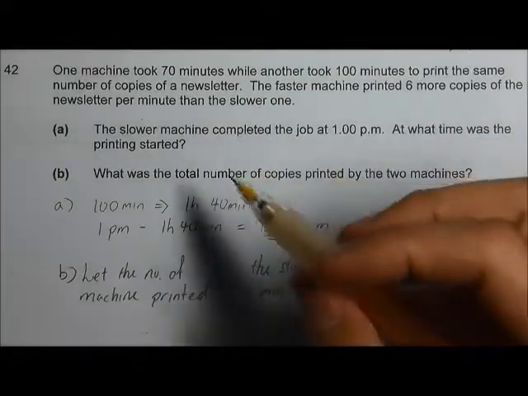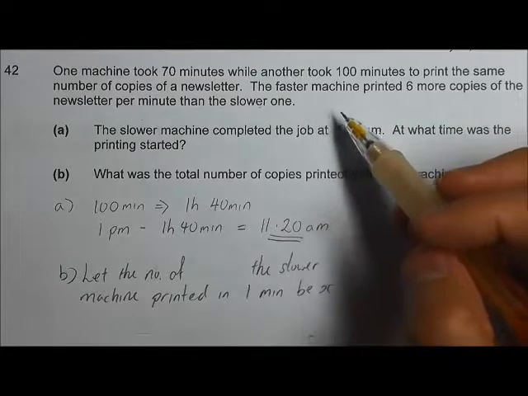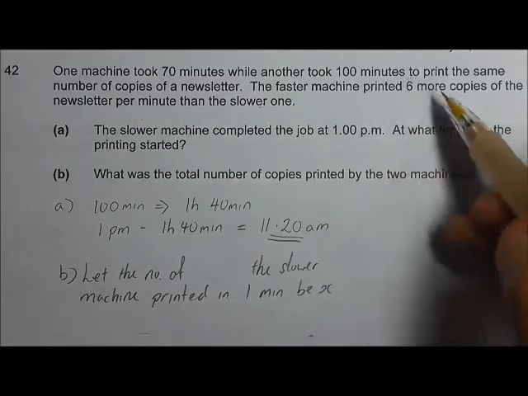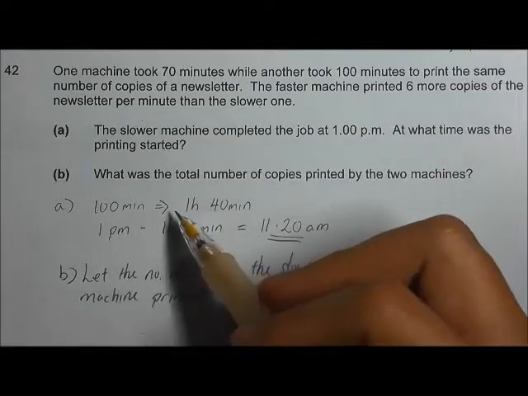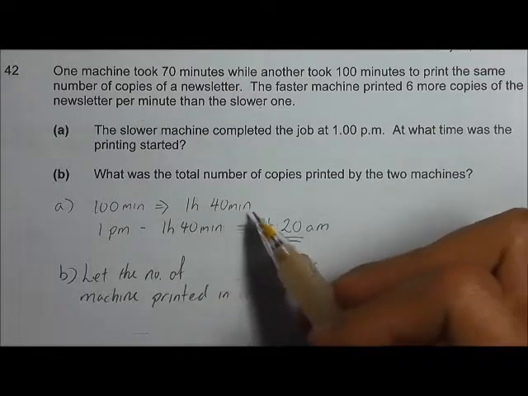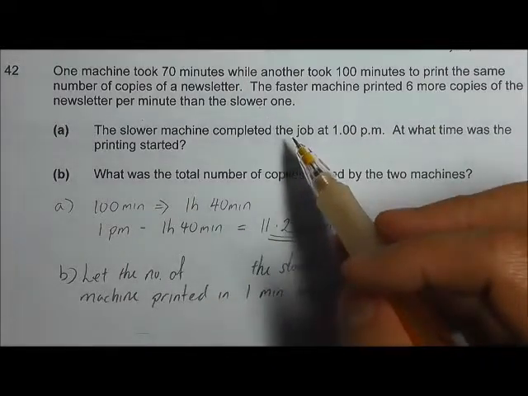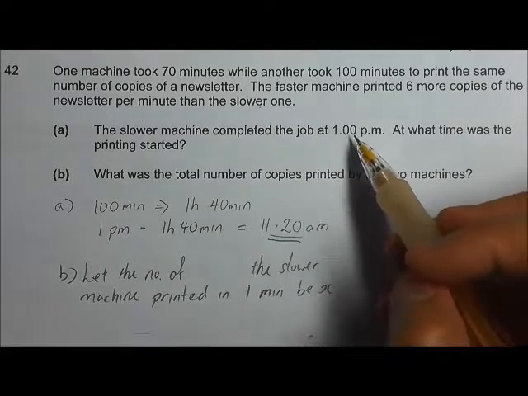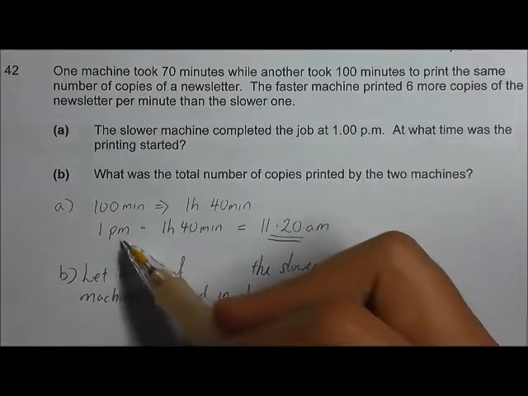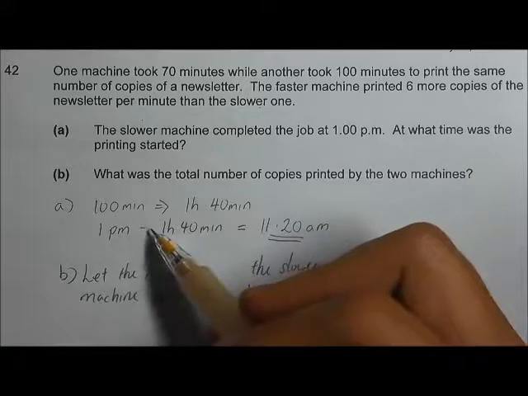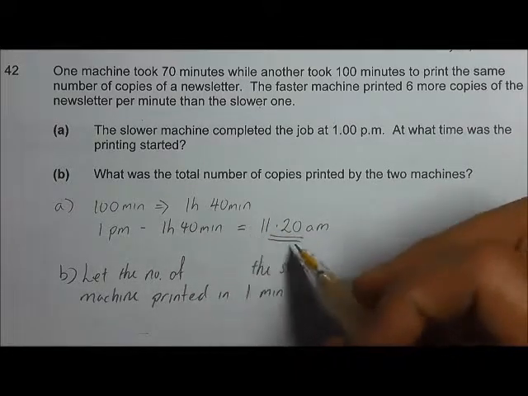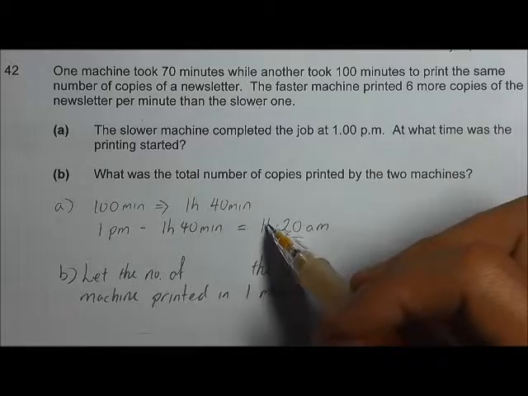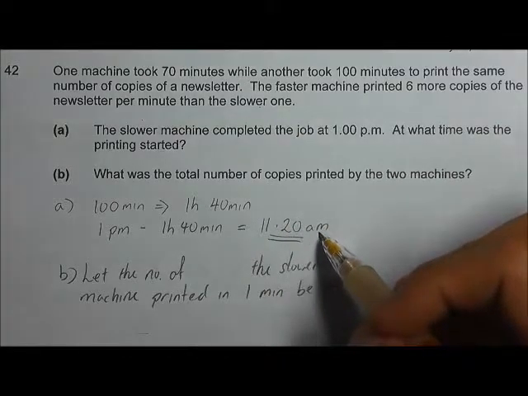Okay, we know that the slower machine took 100 minutes to finish the job. So 100 minutes is actually 1 hour and 40 minutes. And we know that the job is finished at 1 p.m. So we just need to take 1 p.m. minus 1 hour and 40 minutes. So in this case, we will be left with 11:20 a.m.